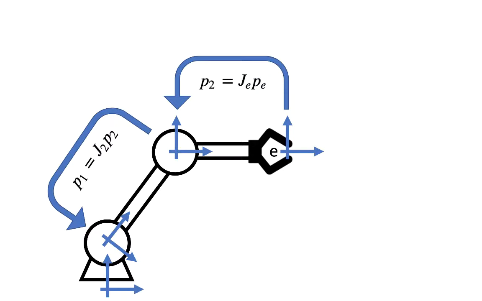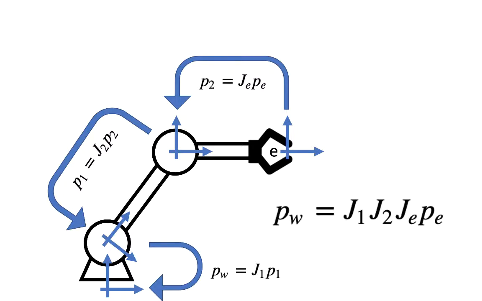We have defined the JE matrix as the matrix that can take us from the end effector's coordinate system to the second motor's coordinate system. And then we have another matrix, J2, which can take us from the second motor's coordinate system to the first motor's coordinate system. And finally, we have a transformation, J1, which takes us from the first motor's coordinate system down to the world coordinate system. And I hope you can start to see that we can put these next to each other. The output of one of these equations turns out to be the input of the other equations. And so we can just stack them together and create one big equation.